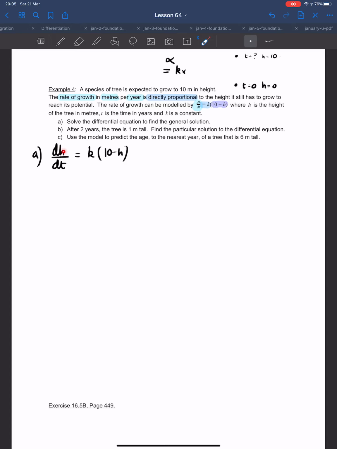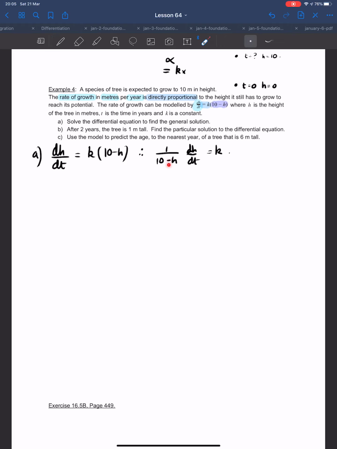So if you see, h is on the top there, so those h's want to be over there. Whoops. So therefore, 1 over 10 minus h dH by dt equals k. Now, what we're going to do here, I'm going to multiply both sides by minus 1. Okay, and the reason being is because I don't like this minus h.